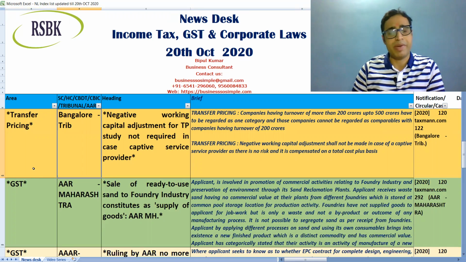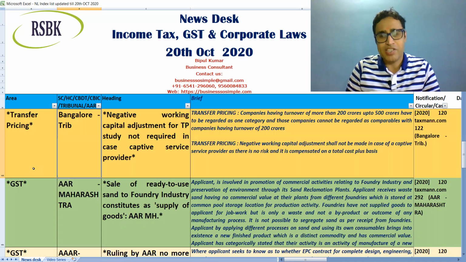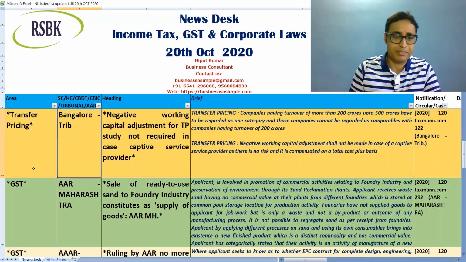Next case on transfer pricing, Bangalore Tribunal: negative working capital adjustment for transfer pricing study is not required in case of a captive service provider. Companies having turnover of more than 200 crores and up to 500 crores have to be regarded as one category, and those companies cannot be regarded as comparable with companies having turnover of 200 crores. Negative working capital adjustments shall not be made in the case of a captive service provider, as there is no risk and it is compensated on a total cost plus basis.